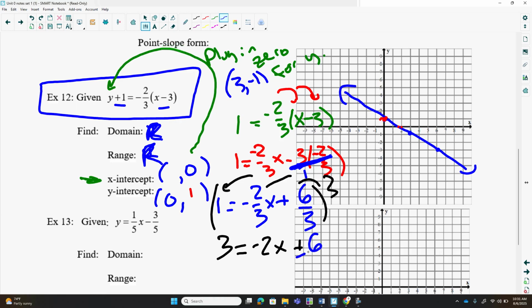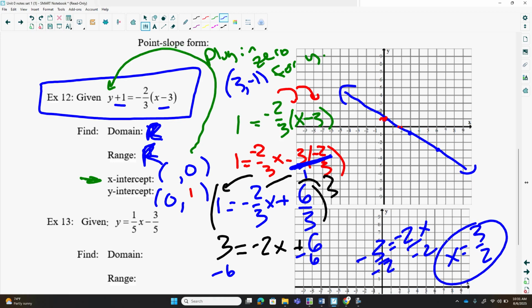Correct. All right. So I'm going to subtract the 6 from both sides. So I get negative 3 is equal to negative 2x, divided by negative 2. X will equal 3 over 2 when you get done. Does that make sense? Because where's 3 over 2? Anybody know what 3 over 2 is as a decimal? 2 will go into 3 one time and a half, so 1.5. Guess where I am right there?